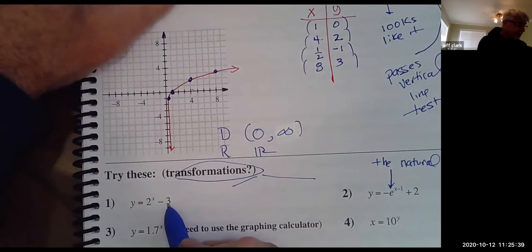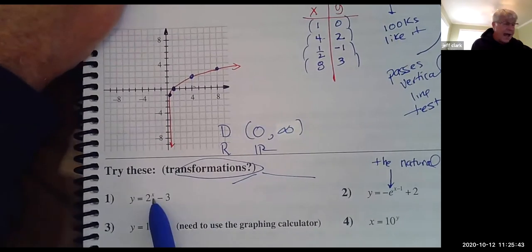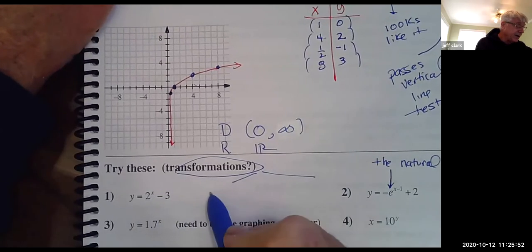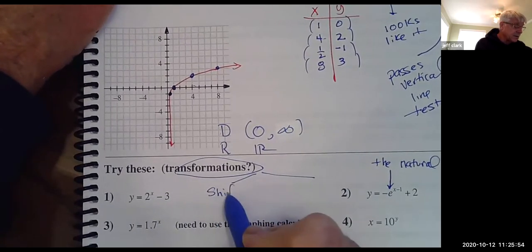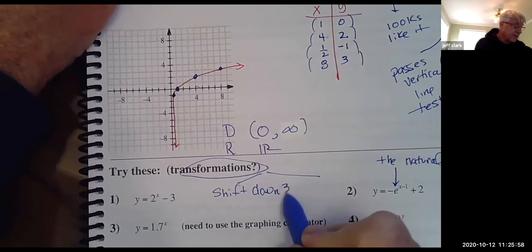This one here, the subtract 3, instead of the subtract 3 in the power, which I had on one of those problems, this is subtract 3 from the function 2 raised to the x. So this is going to be a shift down 3 units.